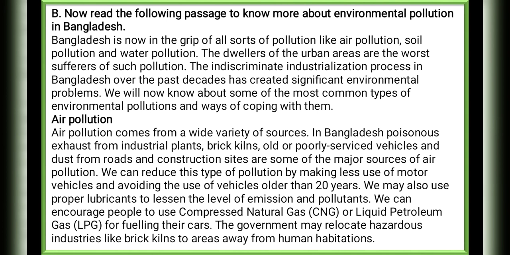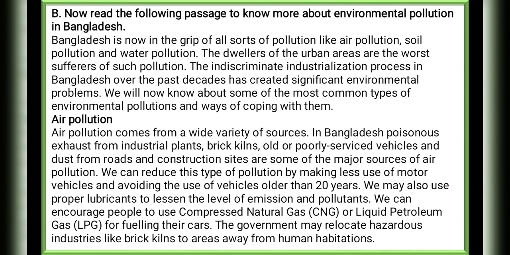Bangladesh is now in the grip of all sorts of pollution like air pollution, soil pollution, and water pollution. The dwellers of the urban areas are the worst sufferers of such pollution. The indiscriminate industrialization process in Bangladesh over the past decades has created significant environmental problems. We will now know about some of the most common types of environmental pollution and ways of coping with them.